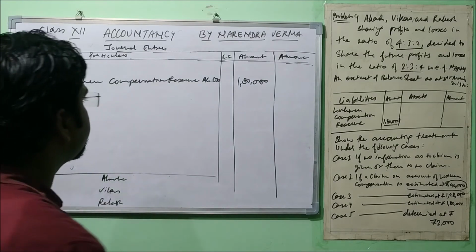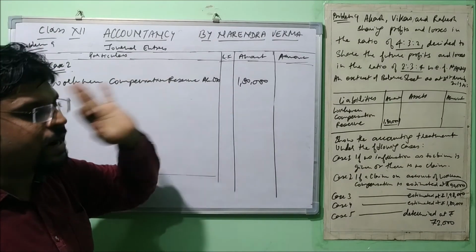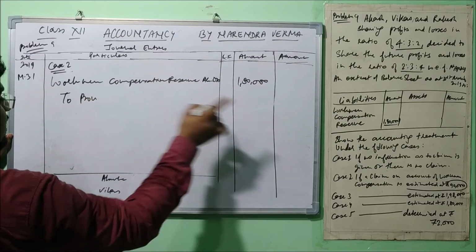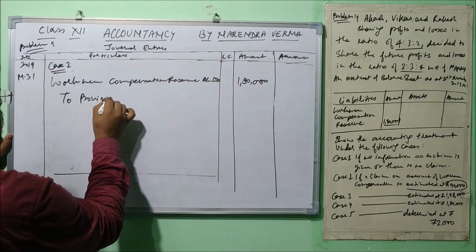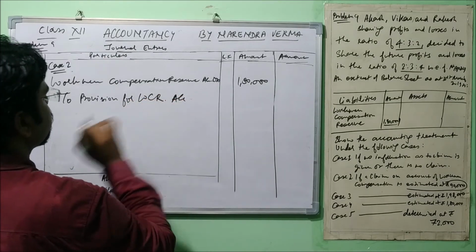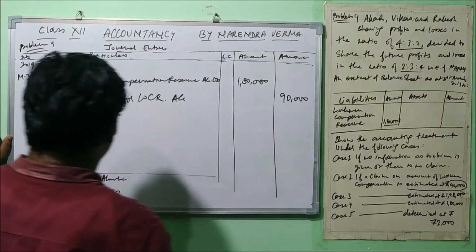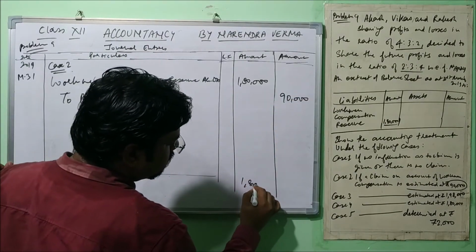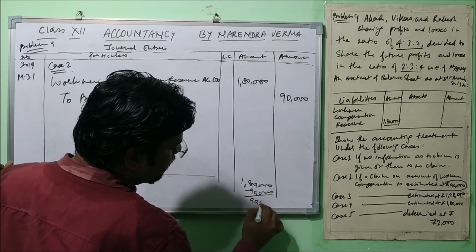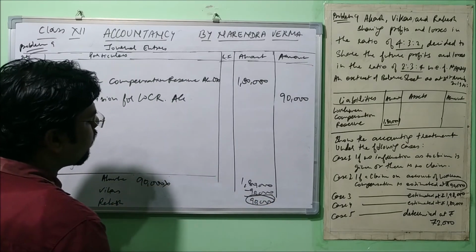Understood? Okay, so the entire amount we will put here: Workmen Compensation Reserve account debit 1,80,000, right? Out of this, one claim as estimated is given, so we'll put here only provision for Workmen Compensation Reserve account, right? And how much amount is given? 90,000. Now out of 1,80,000 we have deducted 90,000. How much amount is left? 90,000. So this 90,000 will be divided among the partners.